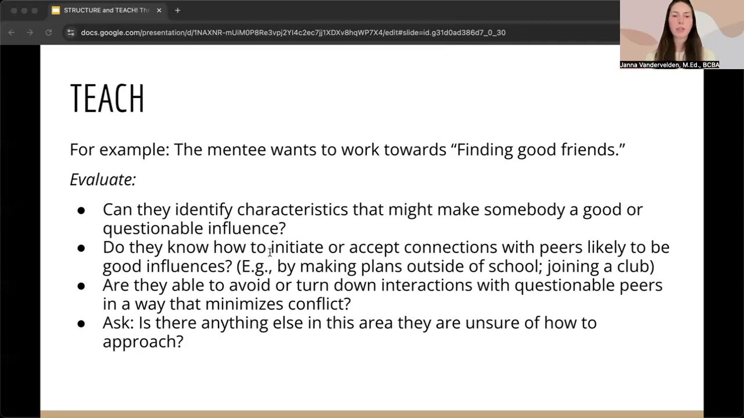Gathering this information shows you what to teach them, so they have the skills to meet their goals. It can also point out ways in which you might advocate for your mentee on a systems level. For example, there may be limited clubs or social opportunities in the school that gauge the mentee's interests. If this is the case, it could be brought up at the next staff meeting that creating these opportunities within the school would benefit your mentee as well as other students.